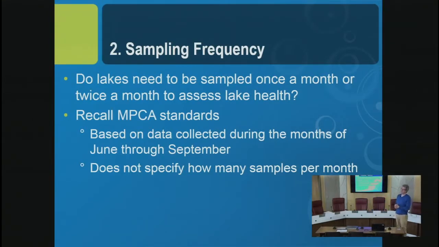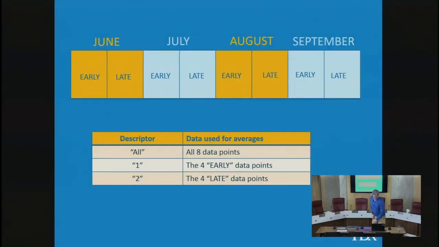Frequency. The second goal is, again, do we need to sample these lakes, bays twice a month or once a month to assess the health? And again, recall the PCA wants you to look at data from June through September, but it doesn't specify how many you should sample. So, you could sample once a month and still assess compliance or impairment. So I thought, okay, we'll look at that.